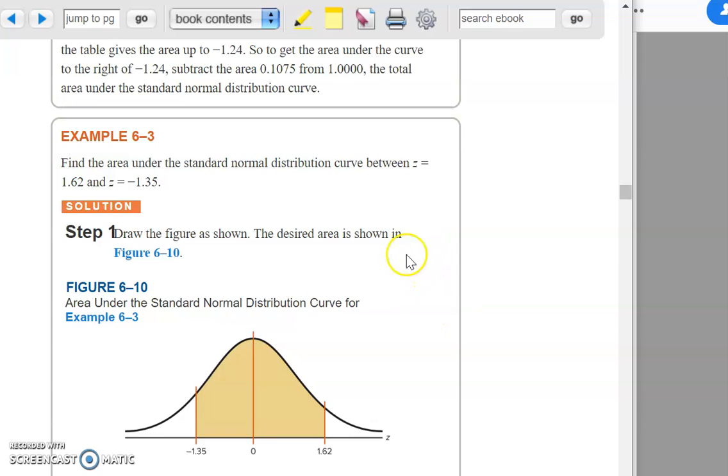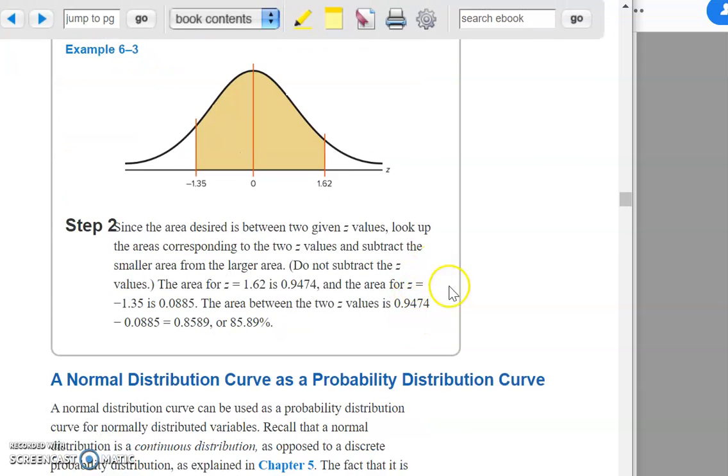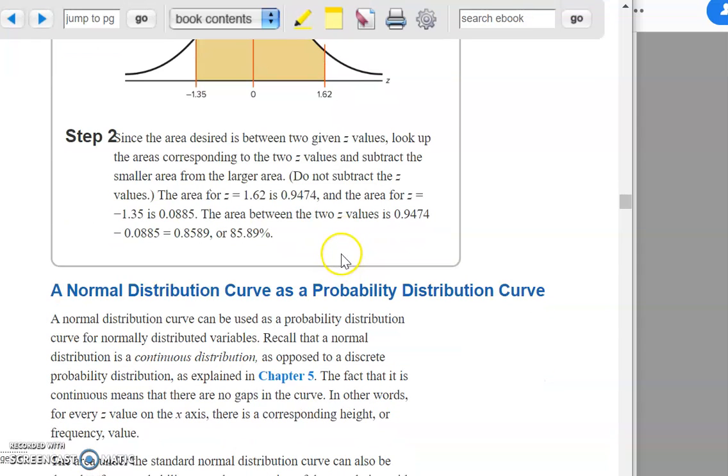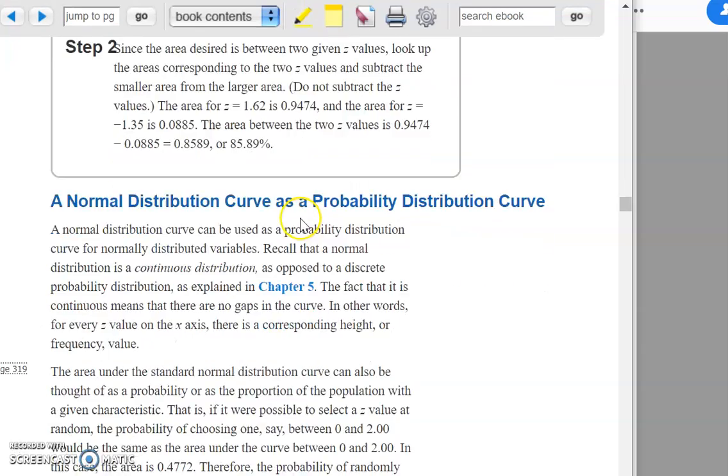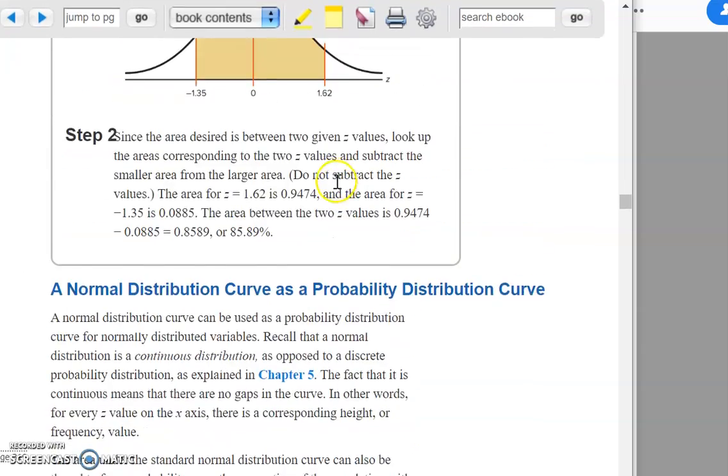Okay, so the same exact concept applies for this one. Example 6.3, we want to find the area between 1.62 and negative 1.35. Well, that's perfectly fine. You just find the area to the left of 1.62. You find the area to the left of negative 1.35. You subtract, and that gives you the area that's left over. So here's a perfect example of why you should be writing these out. If you write these out and you draw the little cartoons, this is going to make a lot more sense to you, I promise you. All right, so that takes care of that example.